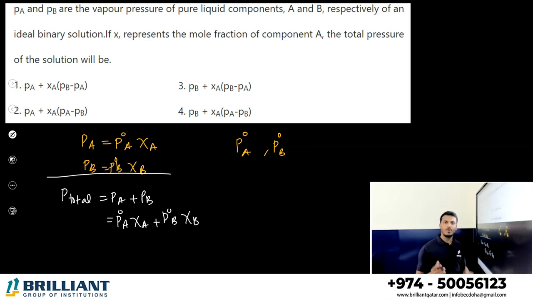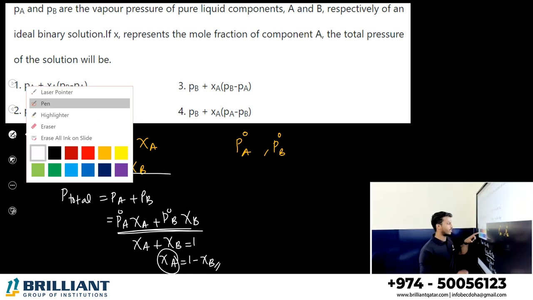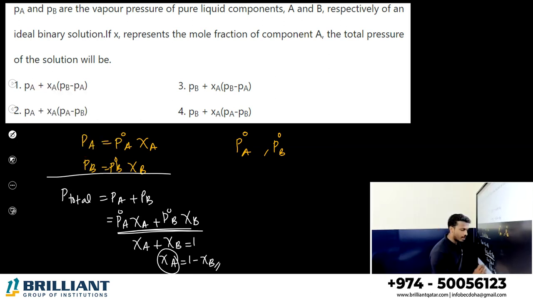You know, the mole fraction of a total system is equal to 1. Therefore, xA plus xB is equal to 1. Taking xA as 1 minus xB and substituting this xA value in the equation, you will get one answer. Similarly, you can take xB equal to 1 minus xA, and you will get another answer. So there are two equations to calculate P total. The question is, what is the equation to calculate the P total? You can calculate in two ways.